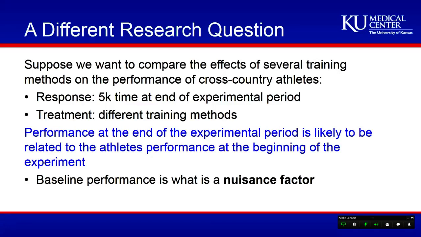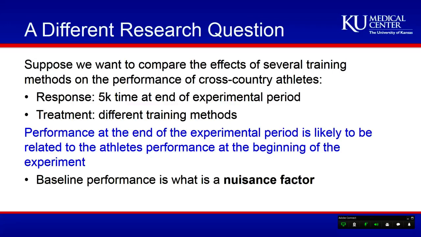Here's a different research question. Suppose we want to compare the effects of several training methods on the performance of cross-country athletes. So our Y here is continuous. It's their performance at the end of their training, measured by time to complete a 5K. And the treatment here, the independent variable, represents some categorical factor that describes which training method they used.